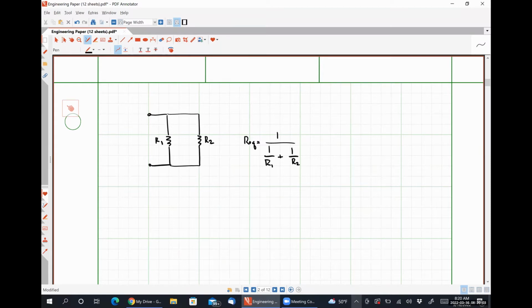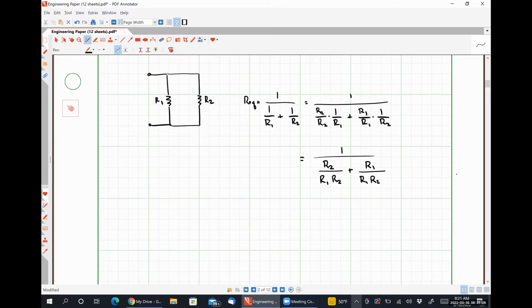What I'm going to do is multiply the 1 over R1 term by a factor of R2 over R2. So this is the same as R2 over R2 times 1 over R1 here in my denominator. And I'm going to multiply my 1 over R2 term by a factor of R1 over R1. What this gives me is 1 over R2 divided by R1 times R2, plus R1 over R1 times R2.